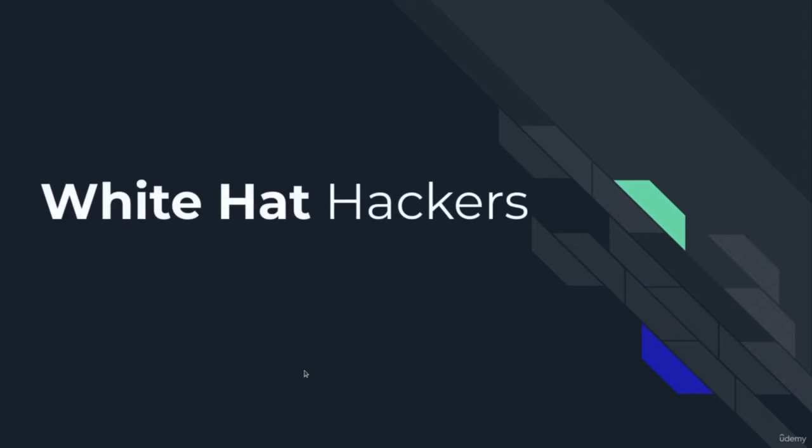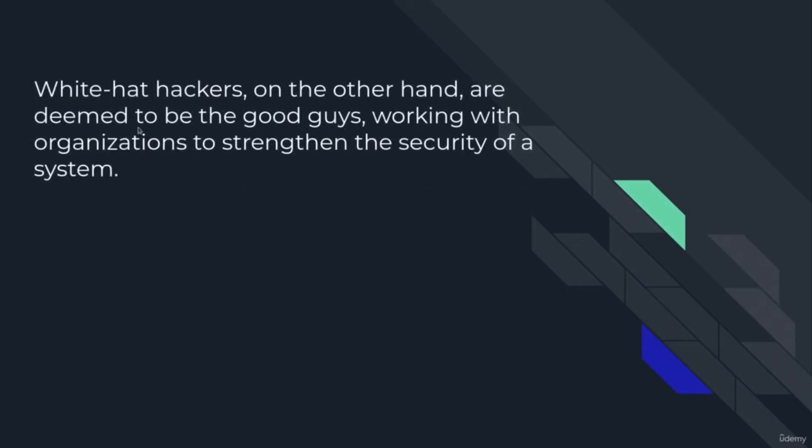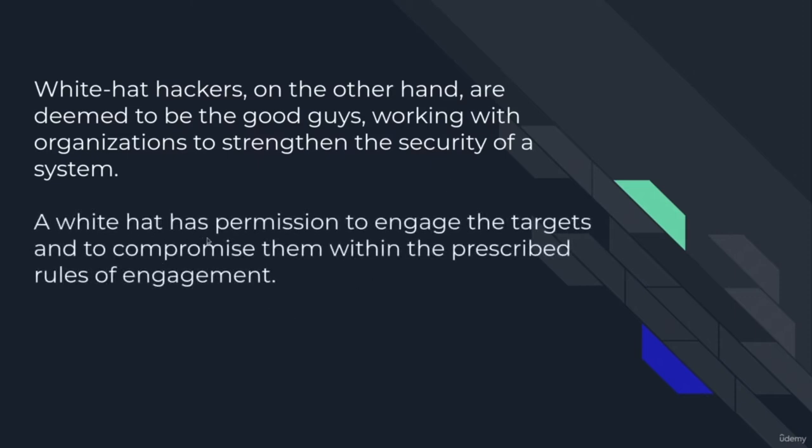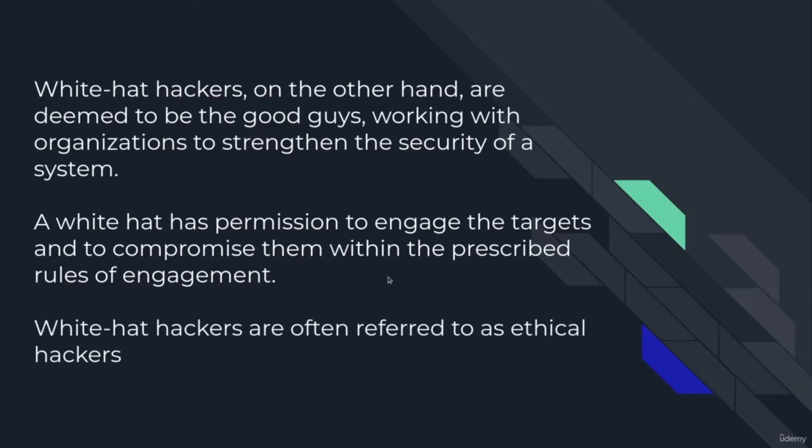Now, the white hat hackers, on the other hand, are deemed to be the good guys working with organizations to strengthen the security of a system. A white hat has permission to engage the targets and to compromise them within the prescribed rules of engagement. White hat hackers are often referred to as ethical hackers. The difference between white hat and black hat is that the white hat has permission and works to strengthen the security of a system for specific organizations, while the black hat hacker actually aims to damage the system and to steal or do bad stuff.